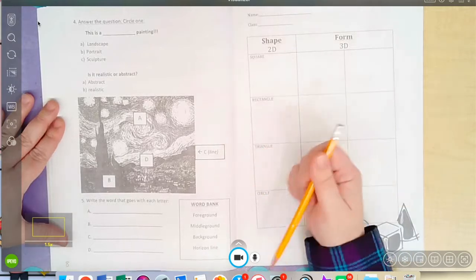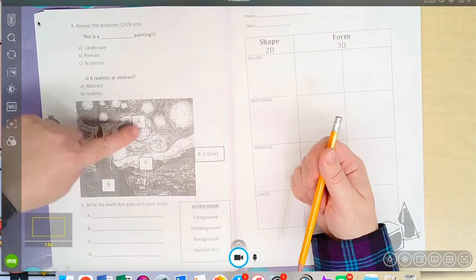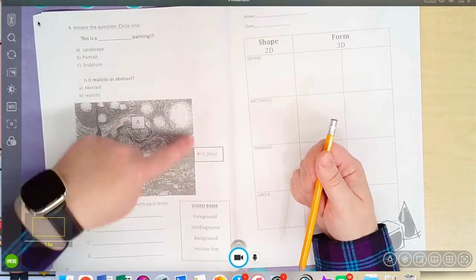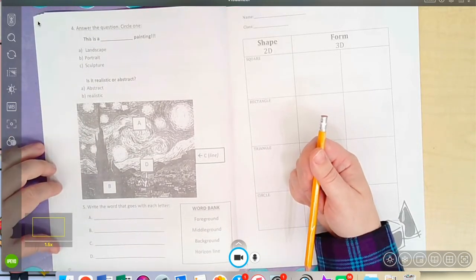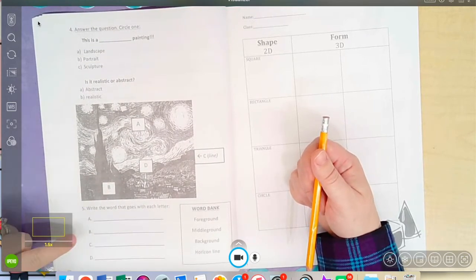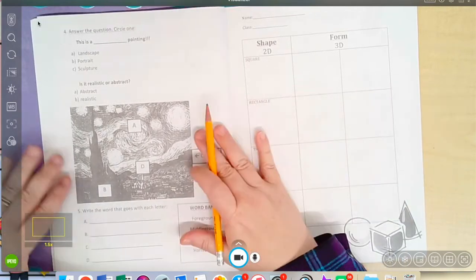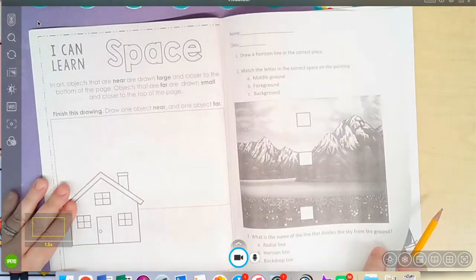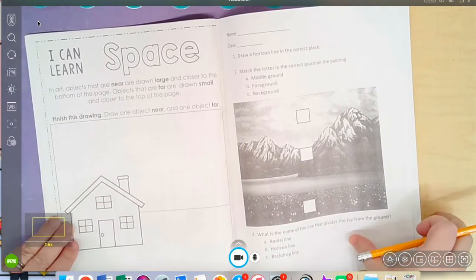Okay. So write the word that goes with each letter. So we're using these letters. So A, what part is it pointing to? Is it the foreground, the middle ground, the background, or the horizon line? So you're going to write what you think it is, where the letter A is. Okay. B, what part is this for the word bank? You're going to write the letter. Okay. So it shouldn't take you too long. You're doing both sides. You're going to photograph both sides and then share them back to me in the Google Classroom.